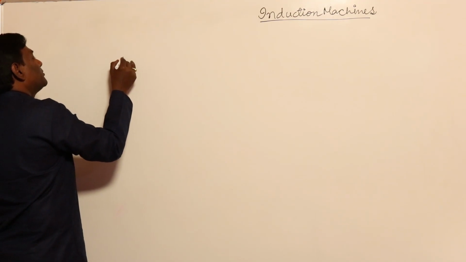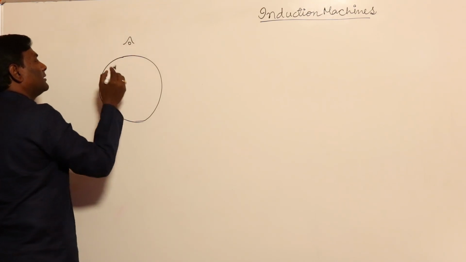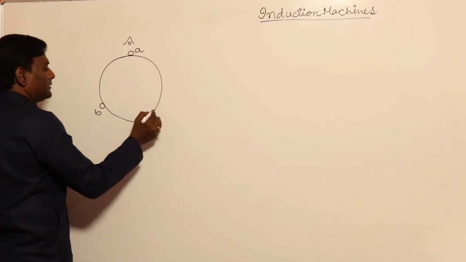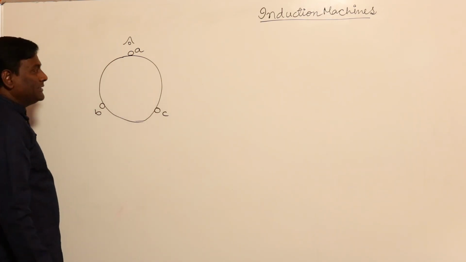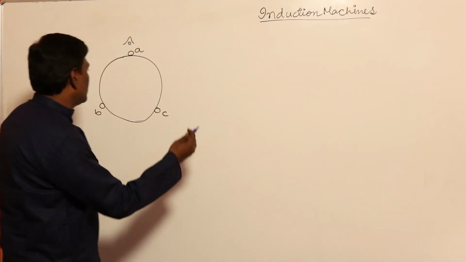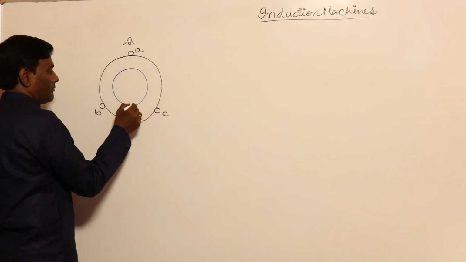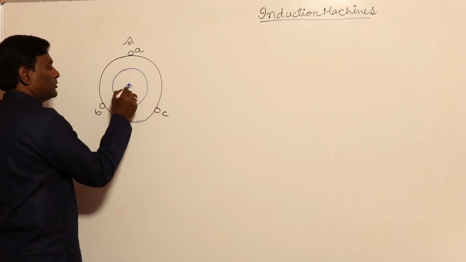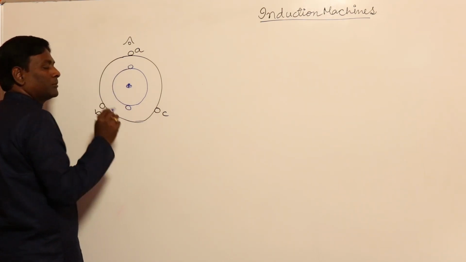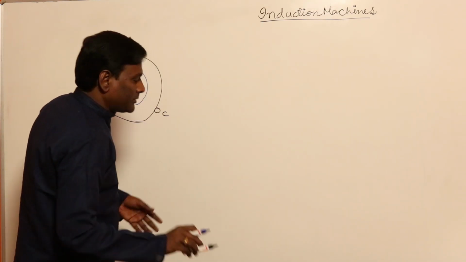See, let me think of my stator, and in my stator, as usual, conductors will be there: A, B, C. These are connected to the sources. After that, let me think of the rotor. In this rotor, let me have only one conductor or one slot per pole. In the sense that ABC is going to produce two poles from the stator side.